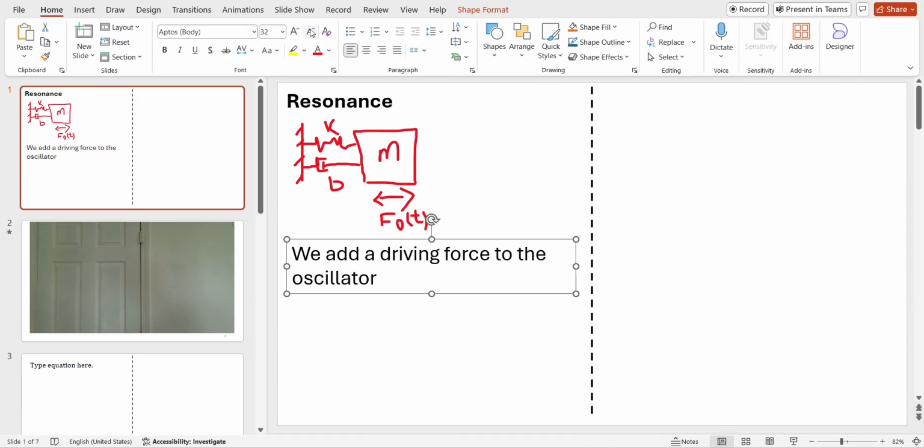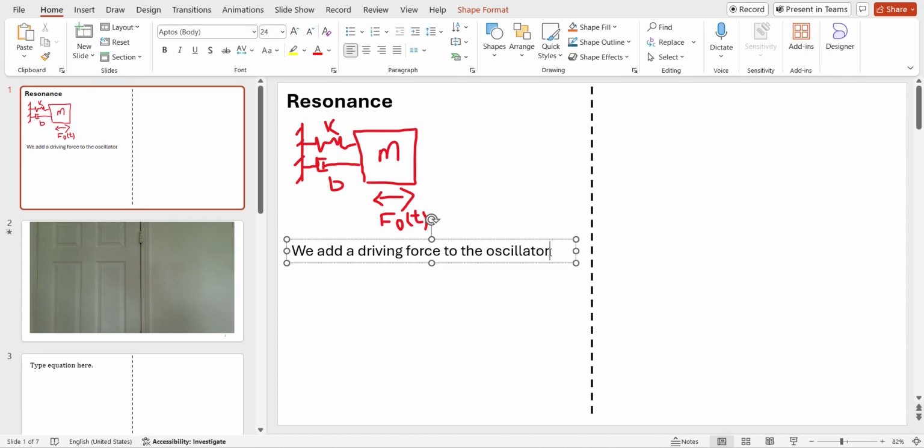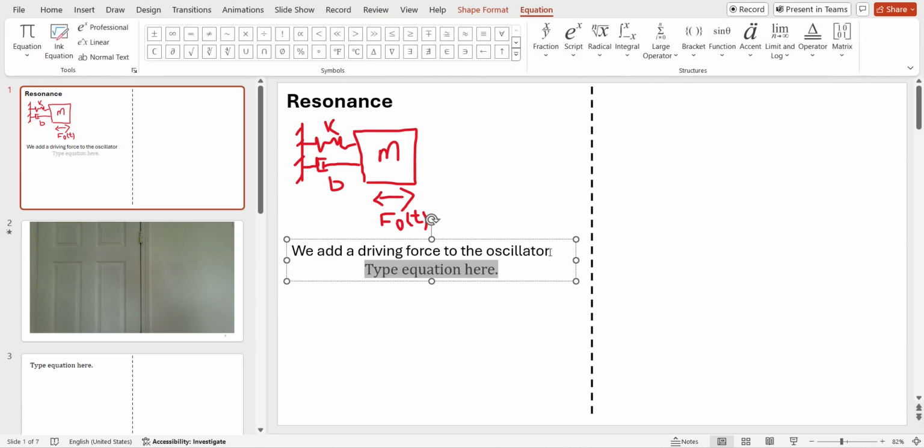So it's going to have a form F_D of t. It's a time-determined force that we're adding to our system. We're grabbing the mass and jiggling it back and forth. The way that we're going to write that is it's going to have some sort of amplitude, which is the strength of the force. I'm going to call it F naught. And it's going to be sinusoidal, so it's going to be F naught times cosine of omega t.